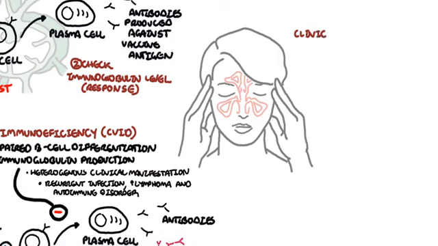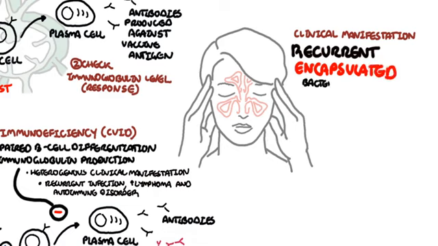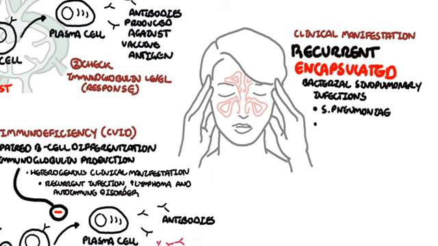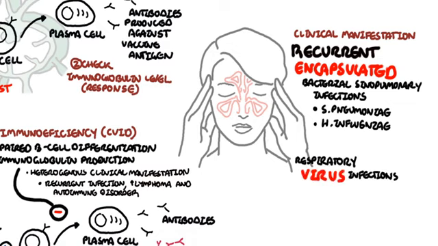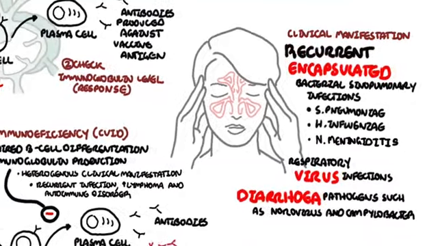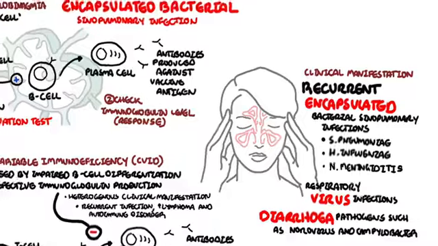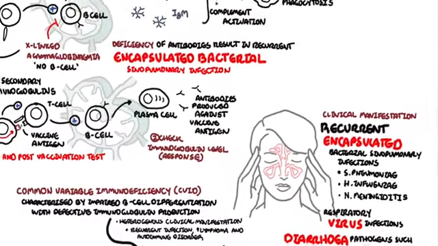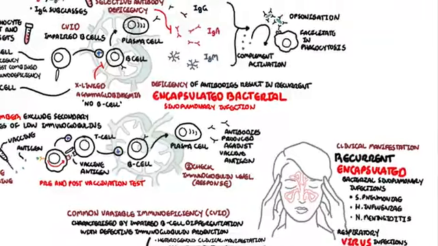And this will result in the clinical presentation of recurrent encapsulated bacterial sinopulmonary infections. Encapsulated bacteria of note include Streptococcus pneumoniae, Haemophilus influenzae, Neisseria meningitidis, and Salmonella typhi. You can also have increased risk of respiratory viral infections as well. Diarrhea can also be seen with pathogens such as norovirus and Campylobacter as the most common causative agents. So in summary, antibody deficiencies, think recurrent encapsulated bacterial sinopulmonary infections.